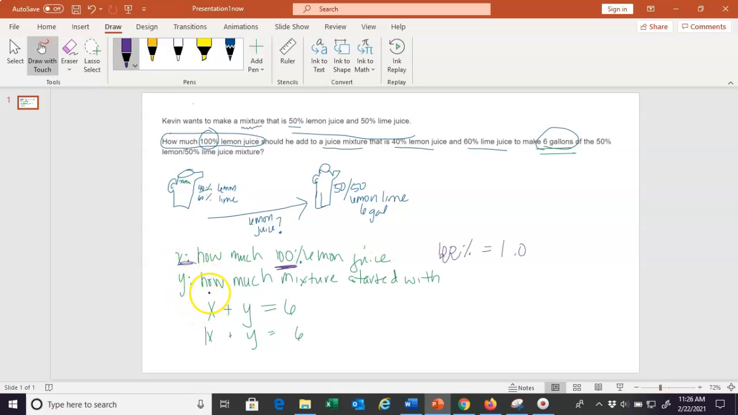And then how much mixture they started with, the Y. So we're going to add the amount of lemon juice to the mixture we started with. And remember, we're only concerned with the lemon juice. So here's the mixture he started with. What percent goes with the lemon juice? That's 40. So we're going to have a 0.4 here because 40%, move the decimal 2 places, is 0.4. Again, we're not concerned with the 60% because we're not adjusting the lime at all.